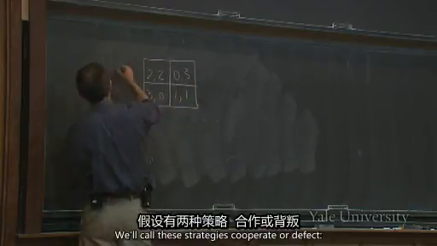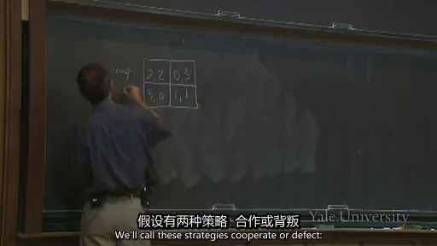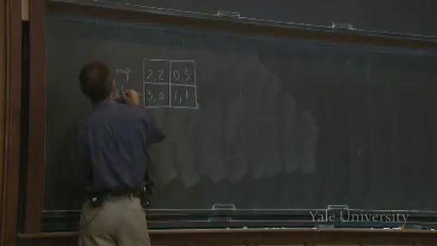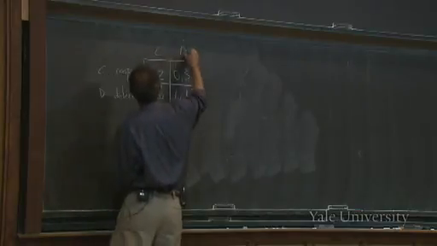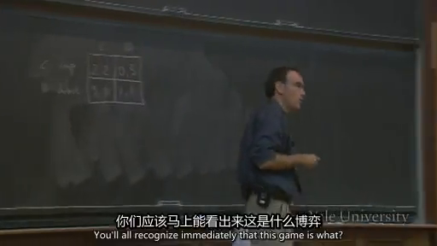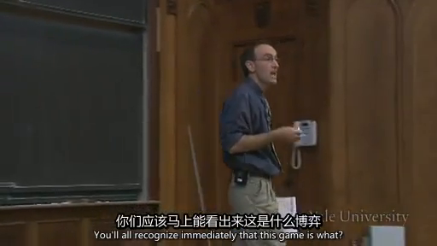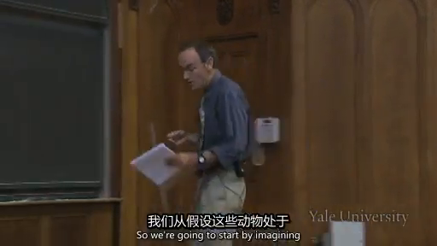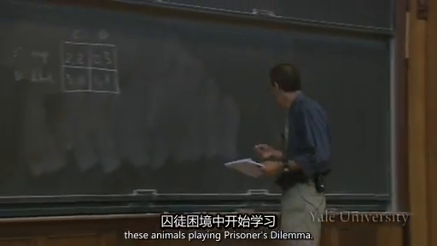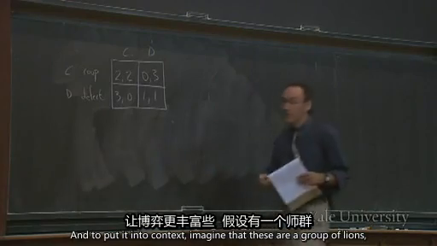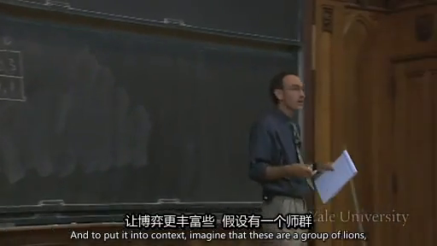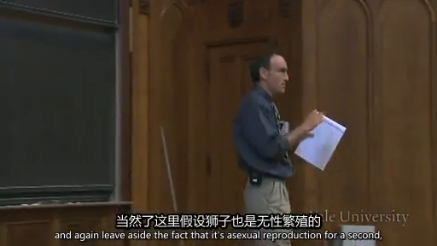All right, we'll call these strategies cooperate or defect. C for cooperate, D for defect. And you'll all recognize immediately that this game is what? This is Prisoner's Dilemma, right? So we're going to start by imagining these animals playing Prisoner's Dilemma. And to put it into context, imagine that these are a group of lions. All right, again, leave aside the fact that it's asexual reproduction for a second.